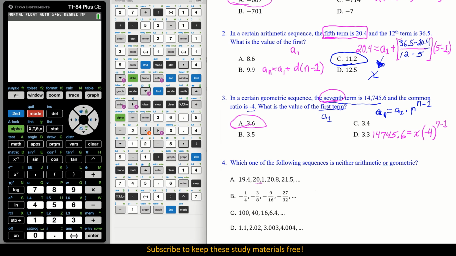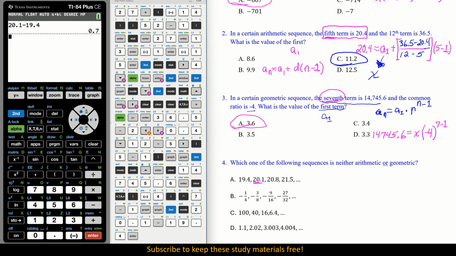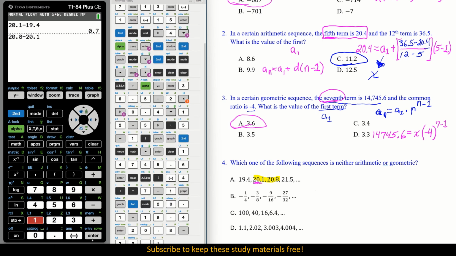So you start with the second value, which would be 20.1 minus 19.4. Push equal. It's 0.7. Well, I can see from the second to the third, that is not what I wanted. Okay, right here I can see that that is plus 0.7. Okay, but we can double check that. 20.8 minus, what, no, I'm sorry. Yeah. Minus the last one, which would be 20.1. Let's see what we get.